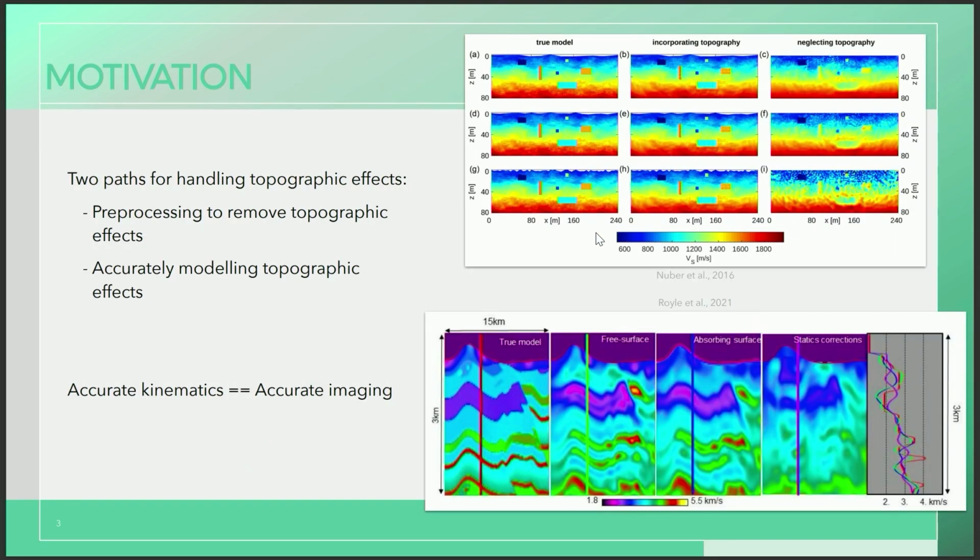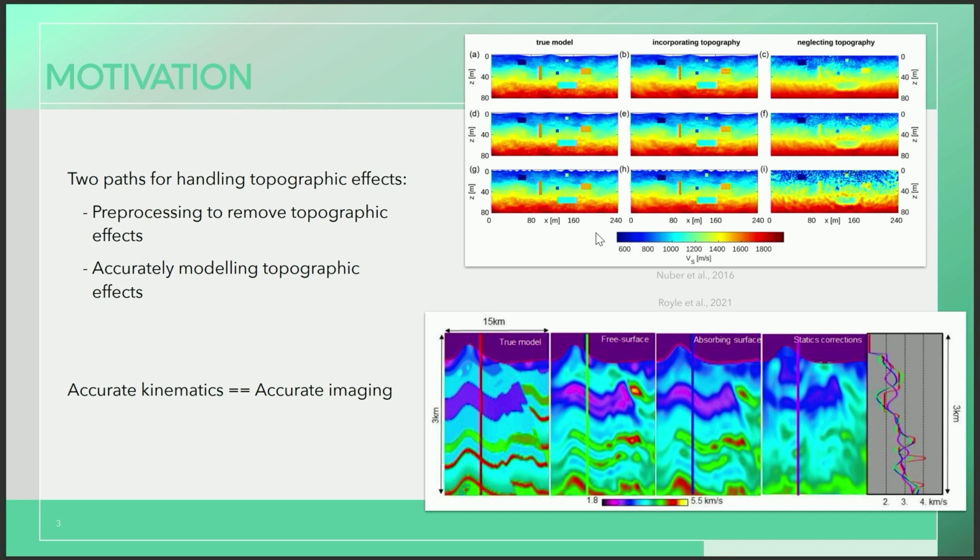But why do we care about this at all? Why do we care about topography? If we have topographic effects, this introduces a bunch of extra things. Your waves are going to propagate very differently. They're going to have these very complicated multiple reflections. You're going to have shadow zones, things like this. And we can deal with this in two ways. We can pre-process to try and get rid of these effects, which from an information perspective, you're kind of destroying information, you're throwing it away.